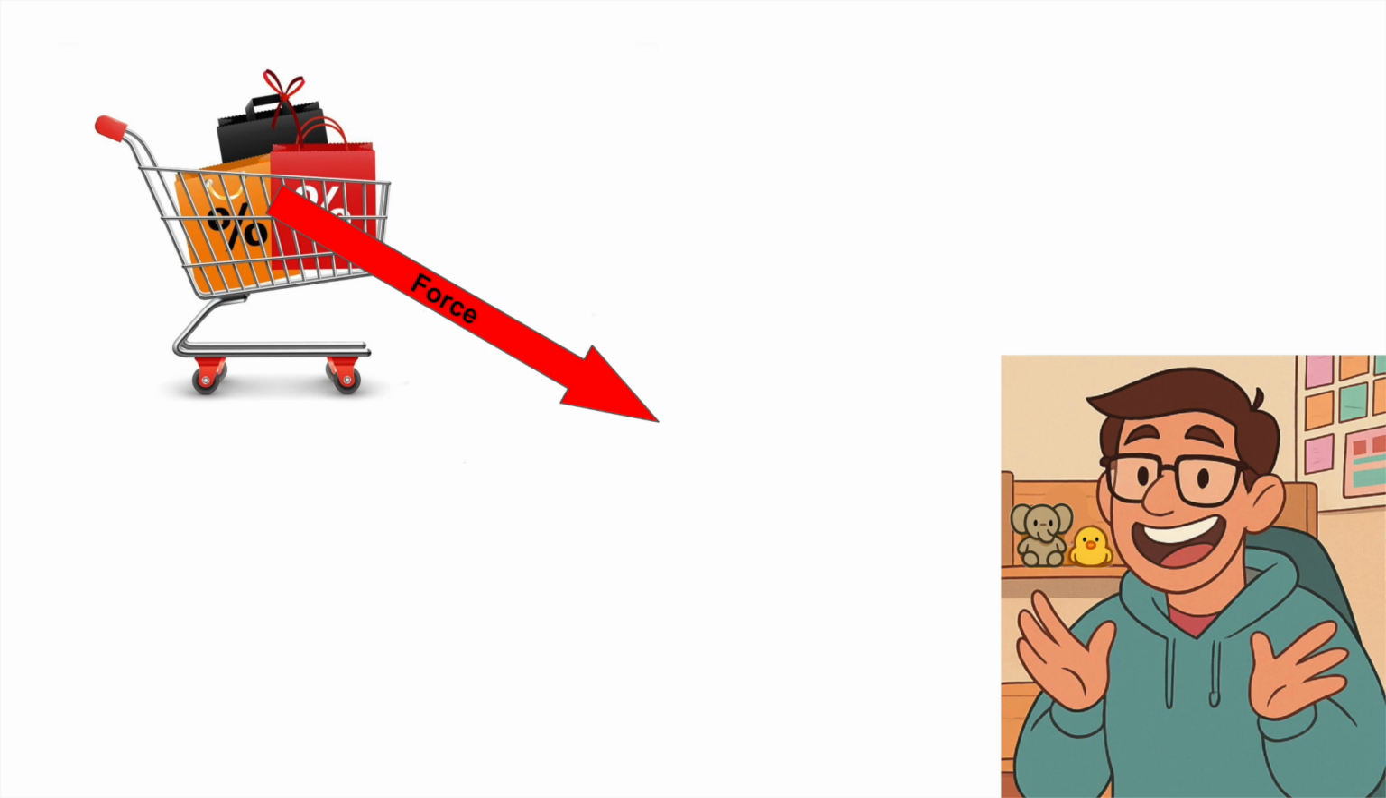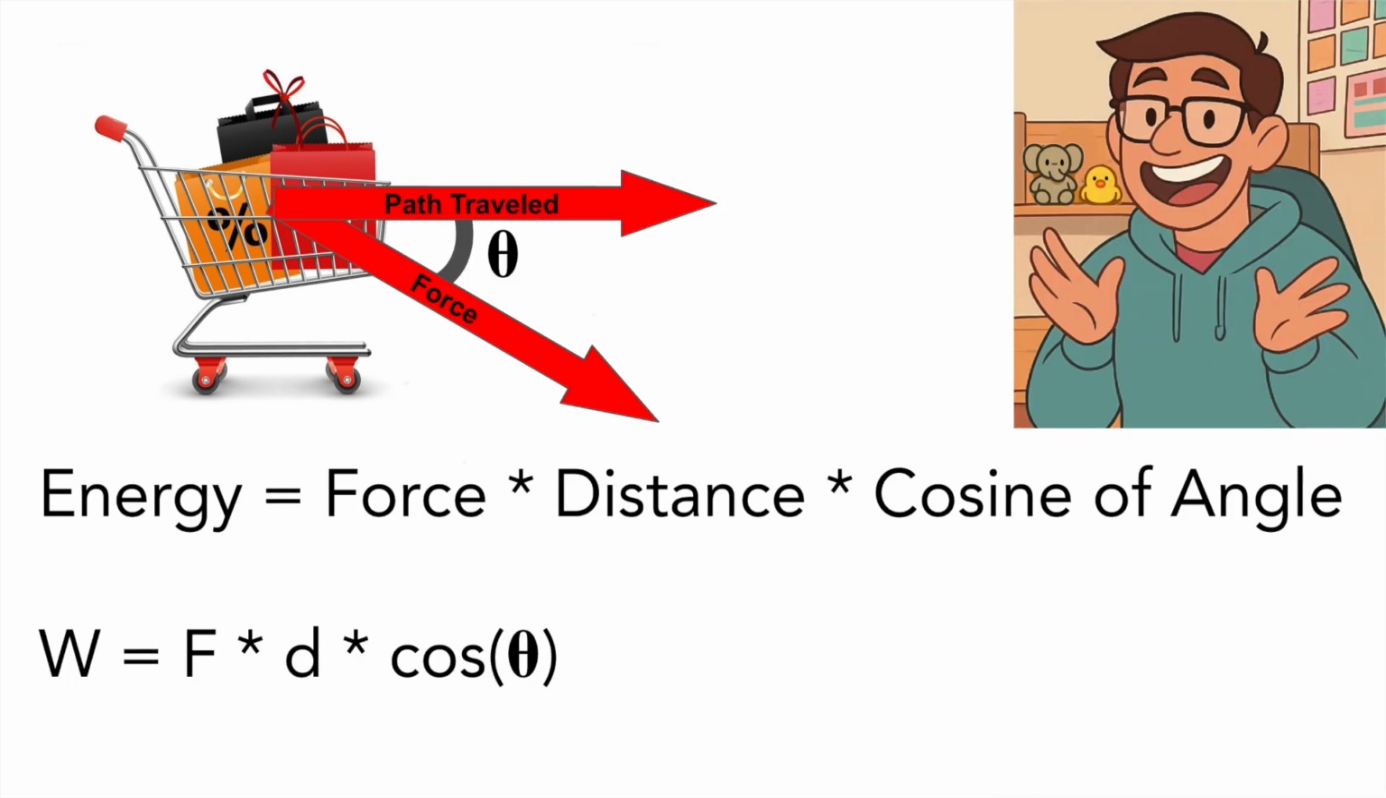So now that the force is at an angle, we actually need to change the equation a little bit. Now the equation is work is force times distance times cosine of the angle between the force and the path traveled. In other words, W equals FD cosine of theta, where theta is the angle.